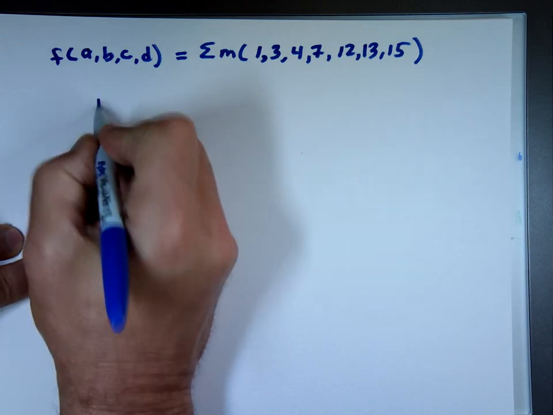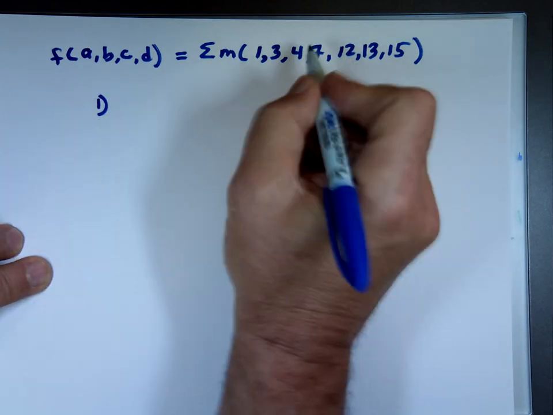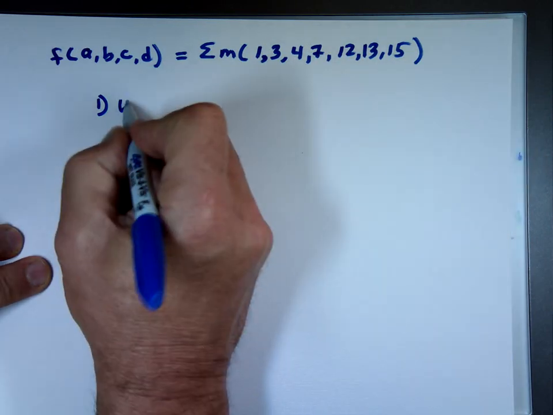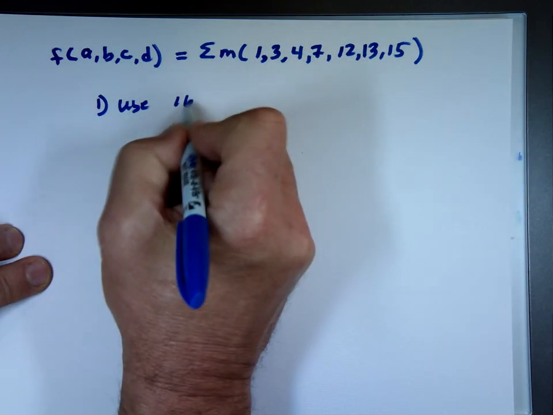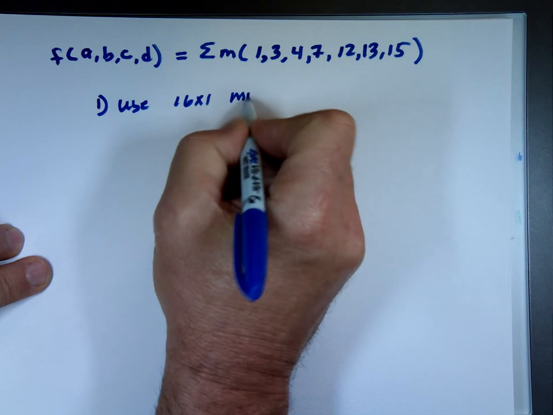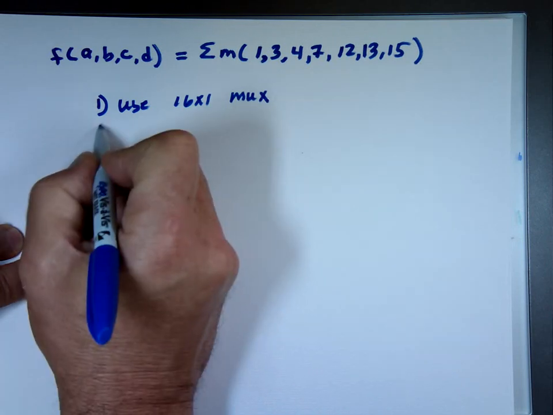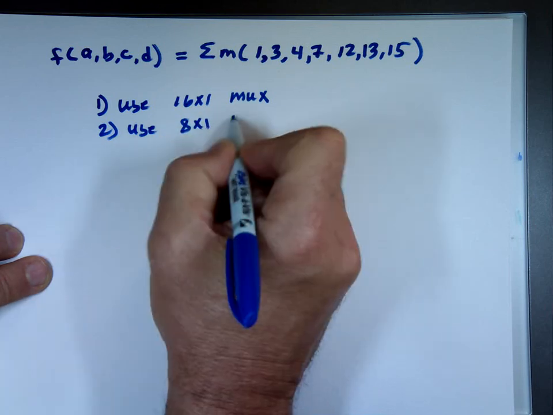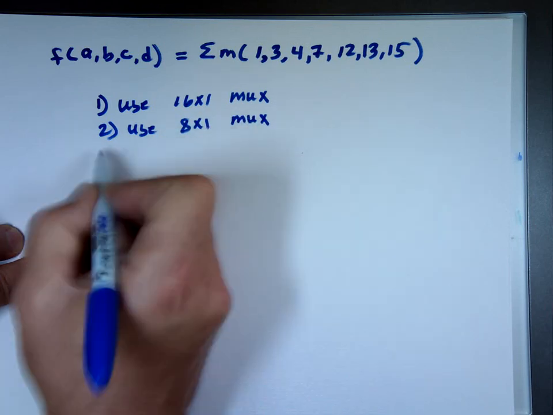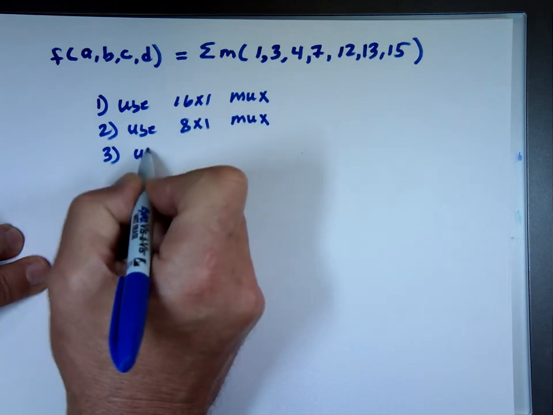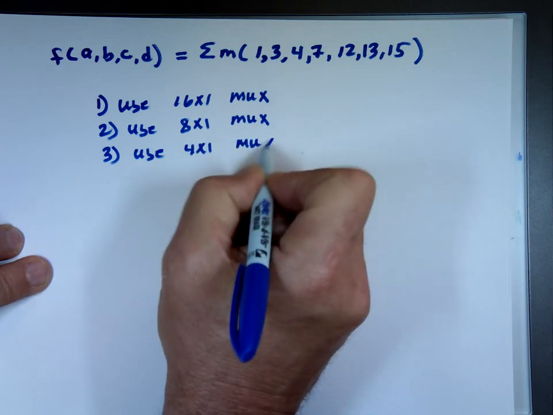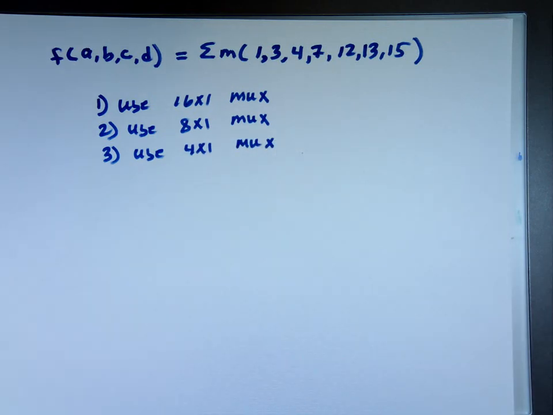Part A, use 16 by 1 mux. Part 2, use 8 by 1 mux. And part 3, use 4 by 1 mux. I'm going to do it three times.